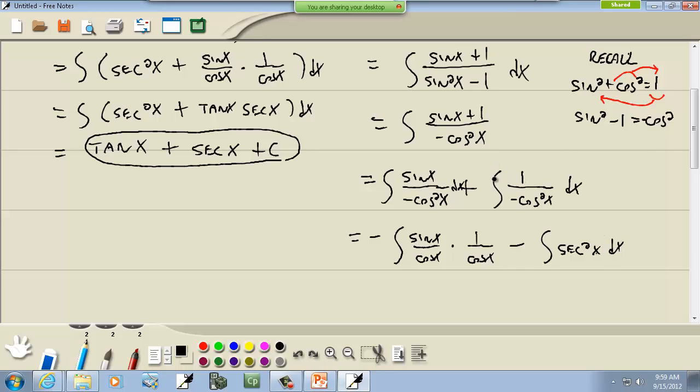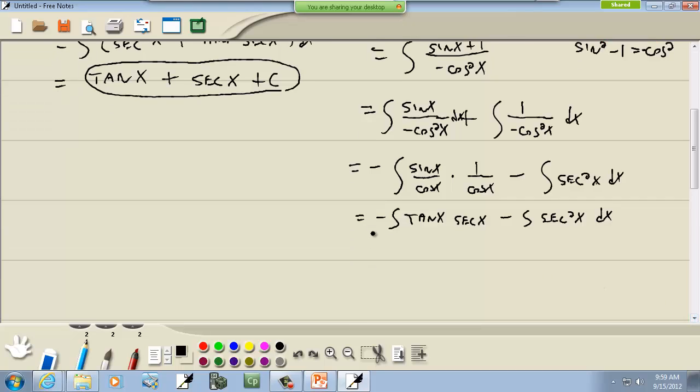I'm not really referring to these properties, I guess, but sine over cosine is going to be tangent. 1 over cosine is secant, and that's where I'm getting those. So this becomes tangent x secant x, like that.